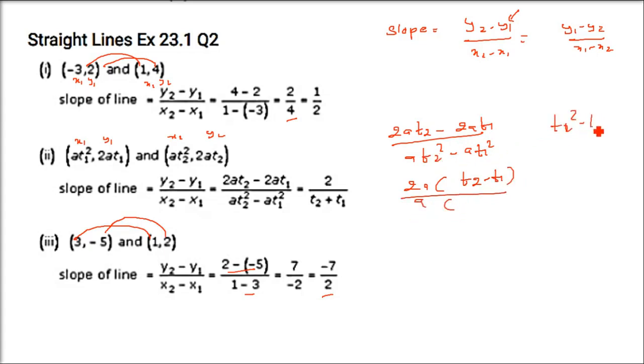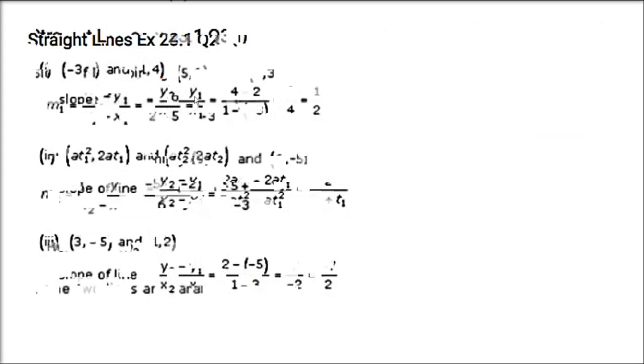This is the formula of x square minus y square, which is x minus y times x plus y. So you can write it as t2 minus t1 into t2 plus t1, using the formula. You can cancel t2 minus t1, and a also, and you will get 2 by t2 plus t1. This is the final result.